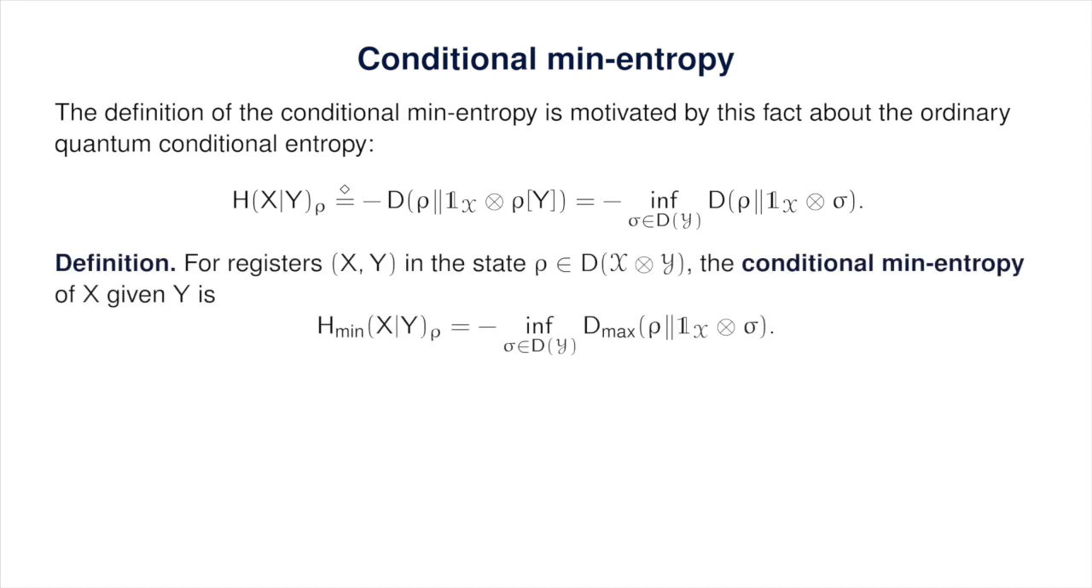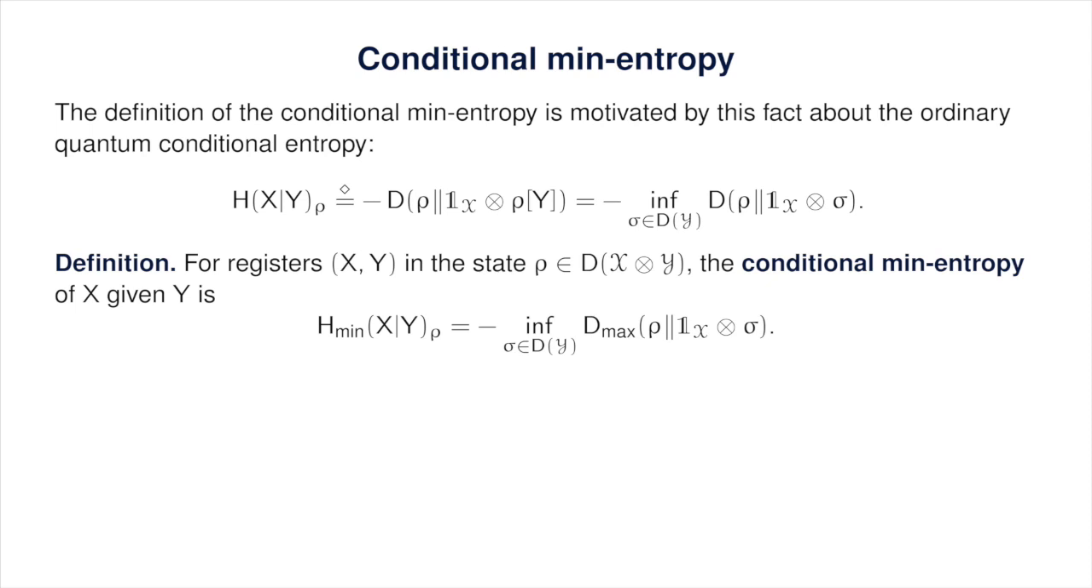With that fact in mind, we define the conditional min-entropy in an analogous way, substituting the max relative entropy for the ordinary relative entropy. That is, the conditional min-entropy of X given Y, assuming that the pair of registers XY is in the state rho, is what you get if you minimize the max relative entropy of rho with respect to the identity on X tensored with sigma on Y over all density operators sigma, and then negate that quantity.